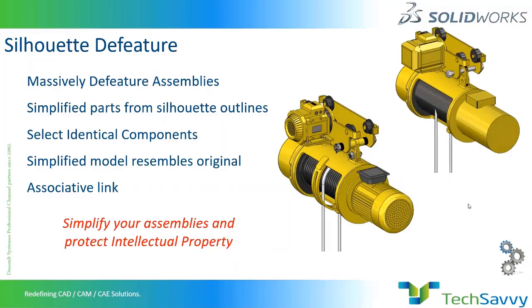So in this defeature tool, we have seen how we can massively defeature our assembly, how easily we can simplify our part. Now we can select the identical components in a single click, the simplified model is in a reassembly in original condition, and the associativity link is there inside my system. So it will help me to simplify my assembly and protect my intellectual property.